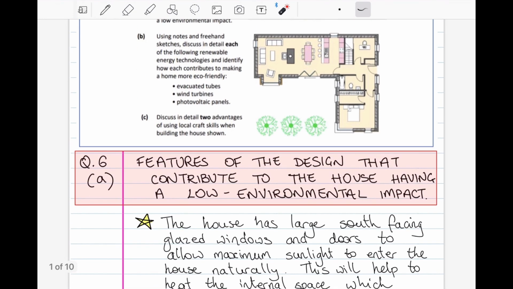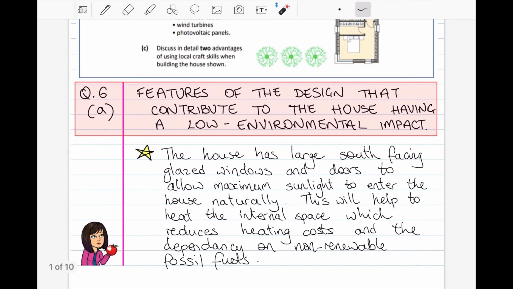All right, so moving on to the first bit. First of all, we have to look at the drawing that they gave us, and we have to basically go look for clues to things that make this a low environmental impact house. So the first thing I wrote down was, I said the house has large south-facing glazed windows and doors to allow maximum sunlight to enter the house naturally.